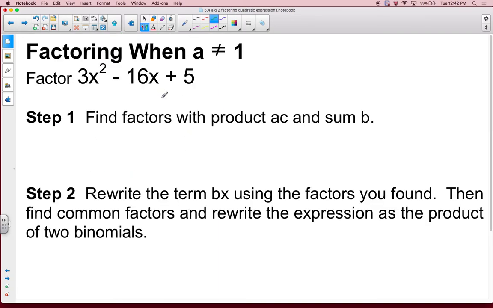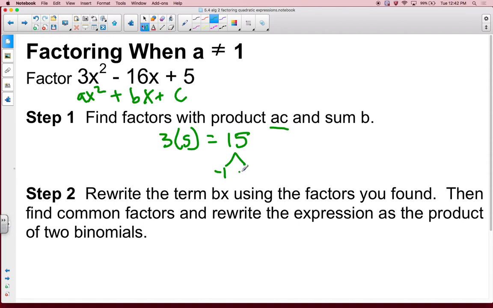Okay, moving on. This one is a little bit different. So this is when a is not equal to 1. So now we actually have to do a times c. So we're going to go 3 times 5, because this is in the form of ax squared plus bx plus c. So my a is 3, my c is 5. So that's going to be 15. Okay, so now I want to say, what multiplies to 15 and adds up to negative 16?